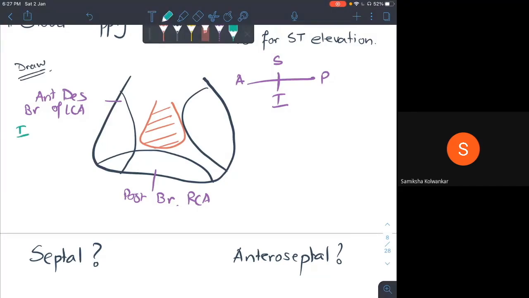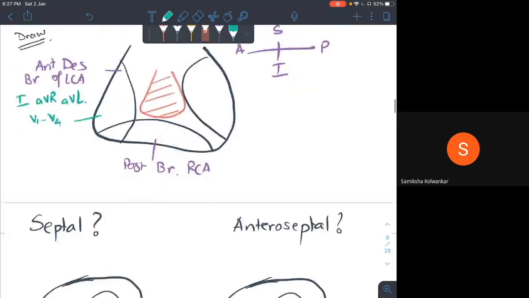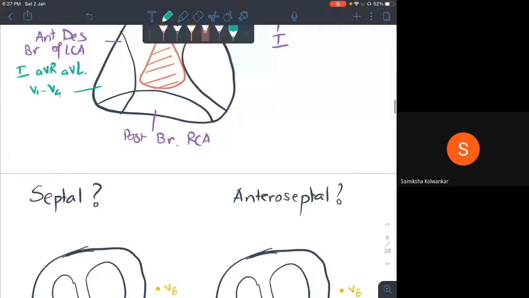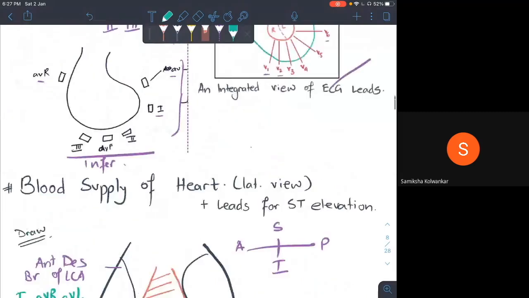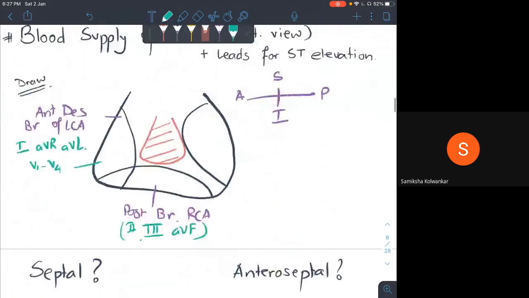supplied by 1, AVR and AVL, right? And if you look at the transverse section, then V1 to V4 are usually associated with this anterior section of the heart. The posterior branch of the inferior wall of the heart is supplied by 2, 3, and AVF, like we discussed before, right? They're just placed that way. They're just placed towards the bottom of the heart. So essentially, they give you information about the base of the heart.